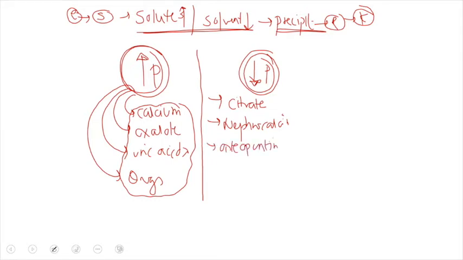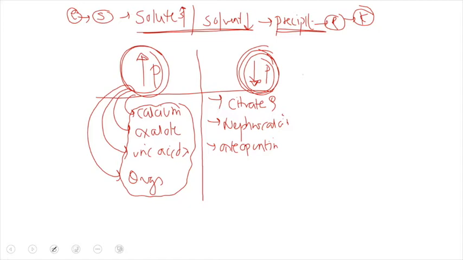But you should at least remember citrate as a major inhibitor of the precipitating factor, and it is a protective factor as well. Whenever there is an increased amount of precipitating factors in our body, like calcium, oxalate, uric acid, and drugs, and whenever there is a decreased amount of substances that inhibit precipitation, like citrate, nephrocalcin, and osteopontin, then it is very likely for a precipitate to form and hence manifest as a renal stone.